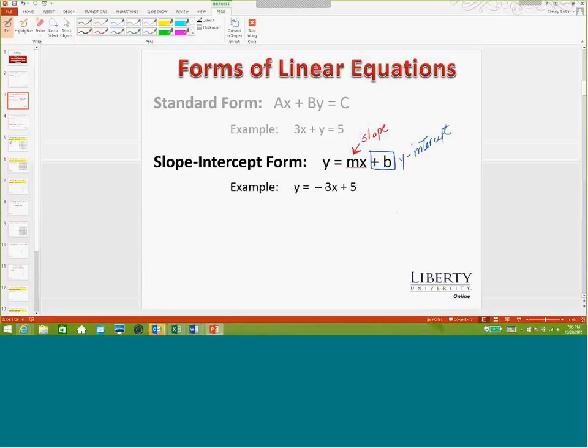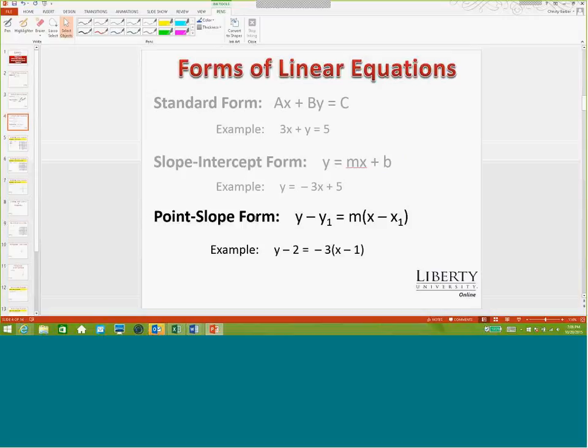We see here that the coefficient of x is negative 3. I know that this line has a slope of negative 3. That means it's going to travel down pretty steeply from left to right in the coordinate plane. And then I can readily identify that this line crosses the y-axis at positive 5. So when your equation is in slope-intercept form, you can tell very important things very quickly about the line.